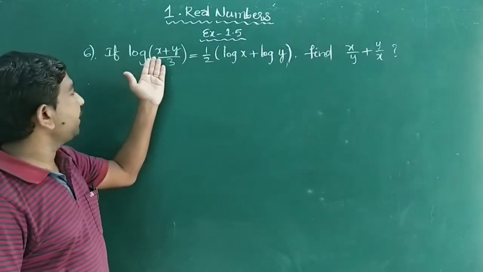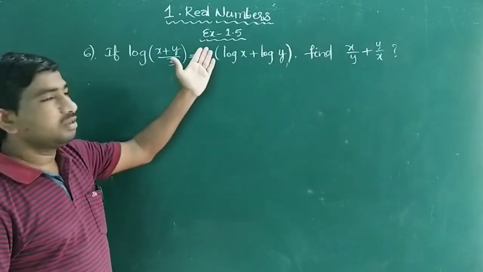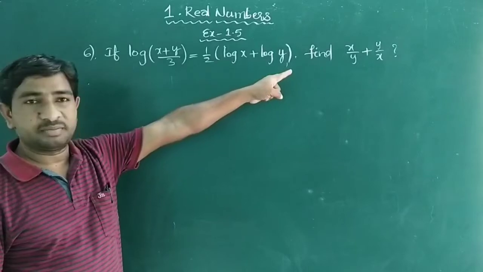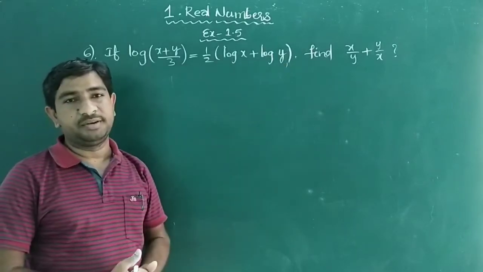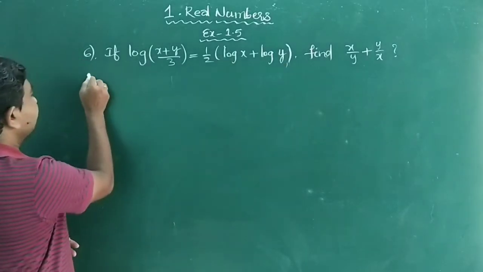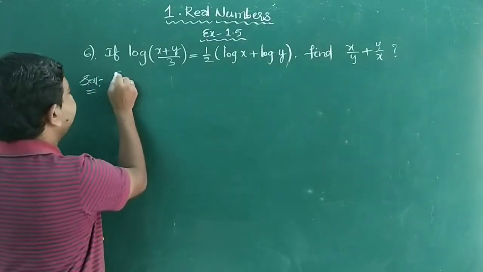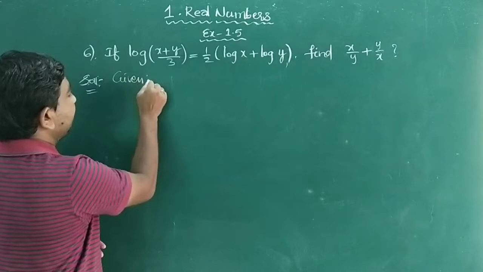So if log of (x plus y)/3 is equal to 1/2 of (log x plus log y) is given, then find the value of x by y plus y by x. So how will it be? See that, very easy. We can write it as, first of all, given.